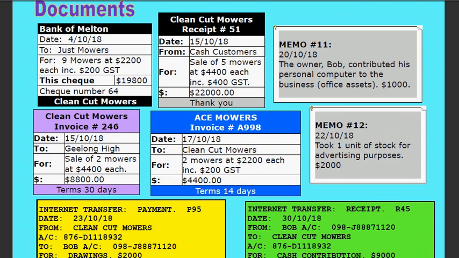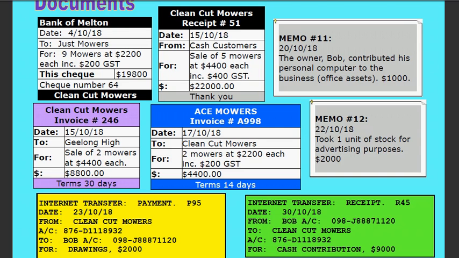Now, transactions have to be recorded on business documents, and here are some examples of common types of business documents. This one on the top left-hand corner is a check butt. It shows that $19,800 has been paid by the business using check number 64 to purchase stock, in this case 9 mowers. So this check butt is the record of the cash payment the business made on the 4th of October.